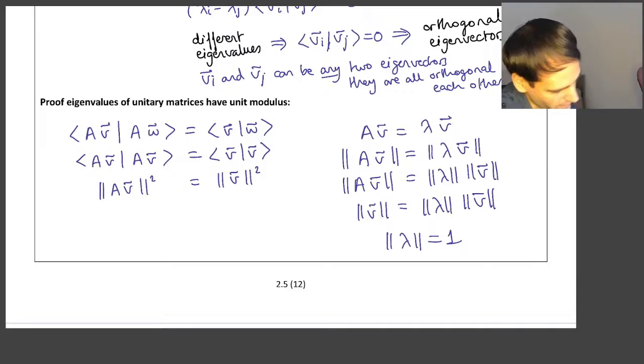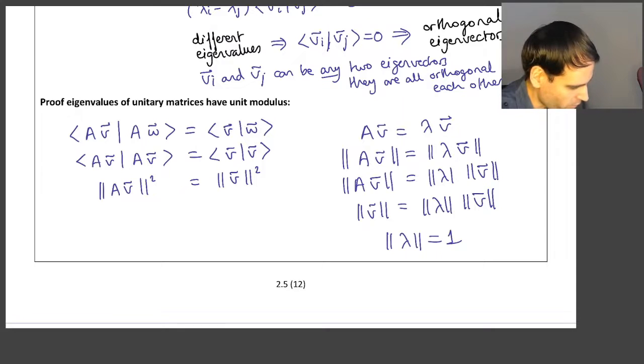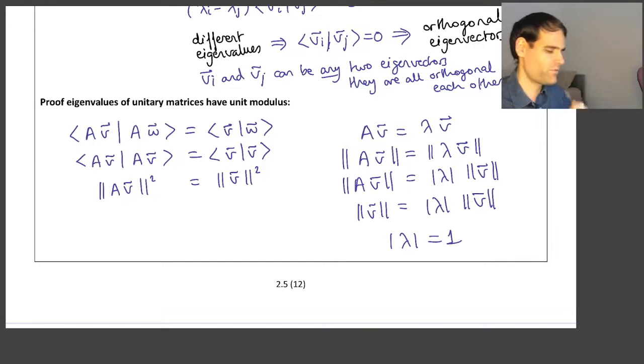By the way, I made a mistake here. Lambda is a scalar, so you don't calculate the norm of a scalar, you calculate the magnitude of a scalar, so the complex amplitude. Sorry, I should have used a single line, not a double line here. So we proved that the complex amplitude of each eigenvalue has to be equal to 1 because the matrix is unitary.